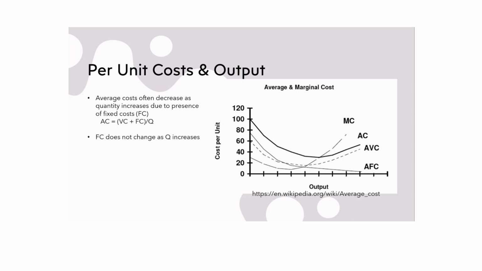And MC, or marginal cost, tends to pull down all the other unit costs and be equal to each of these costs at some point. And after that equality, MC becomes higher. And as MC increases, it tends to pull up AC and AVC. So that's the relationship between per unit costs and output. Decreasing and then increasing as output increases.